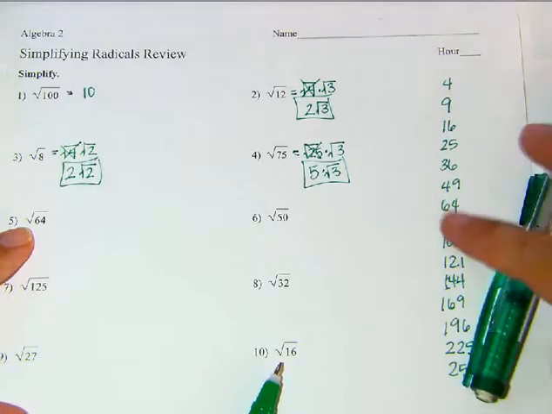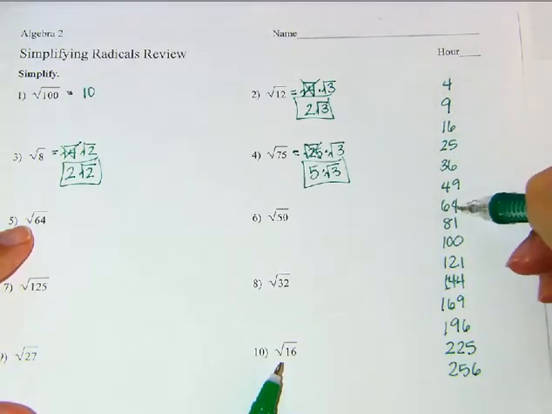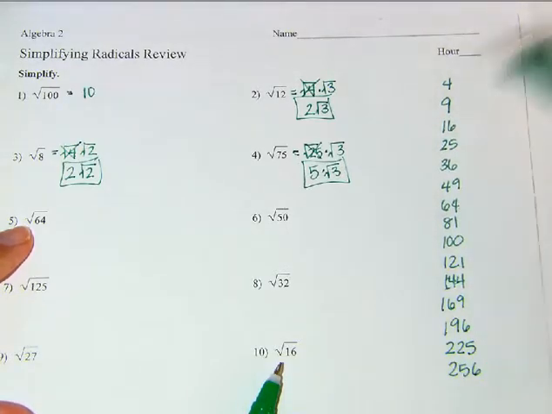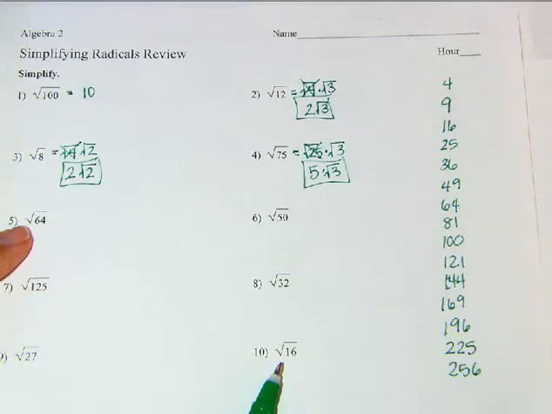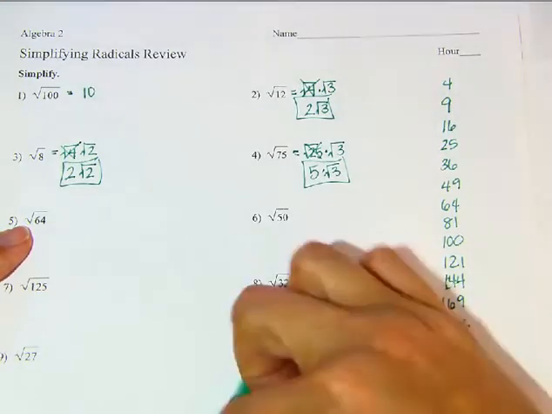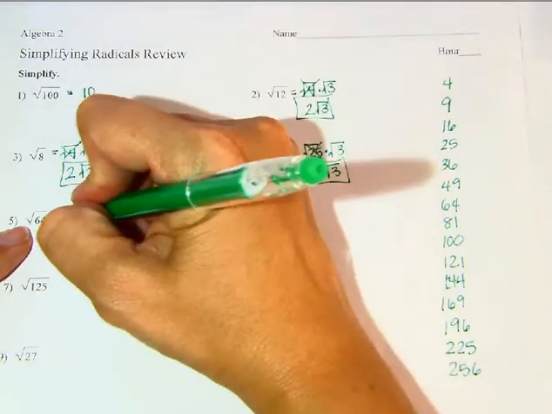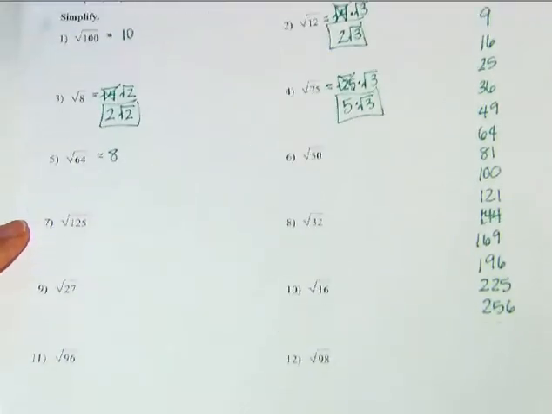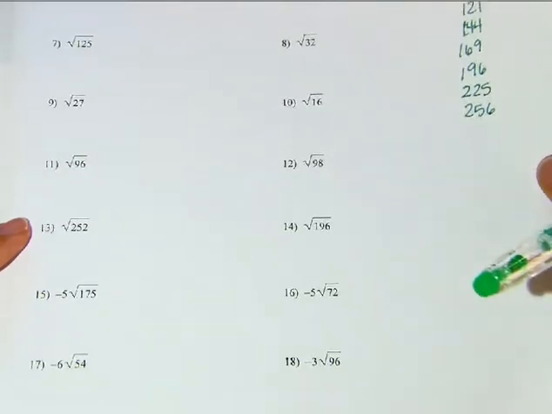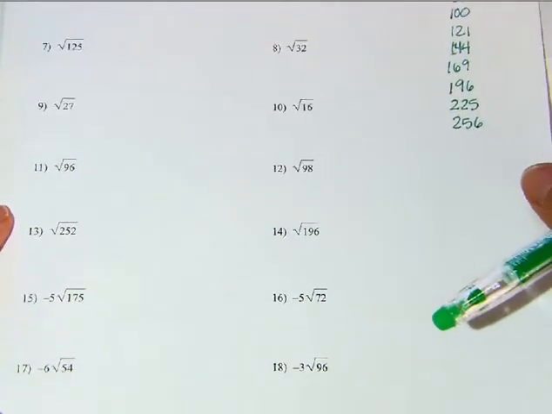Now, number 5, if I look on here, oh look, 64 is a perfect square. So even if you get some bigger numbers, always try to take the square root first. And if you get a perfect square, it works out. So this is just 8. Let's go to one where we need to do a little more math to it. Let's try 98. Okay.